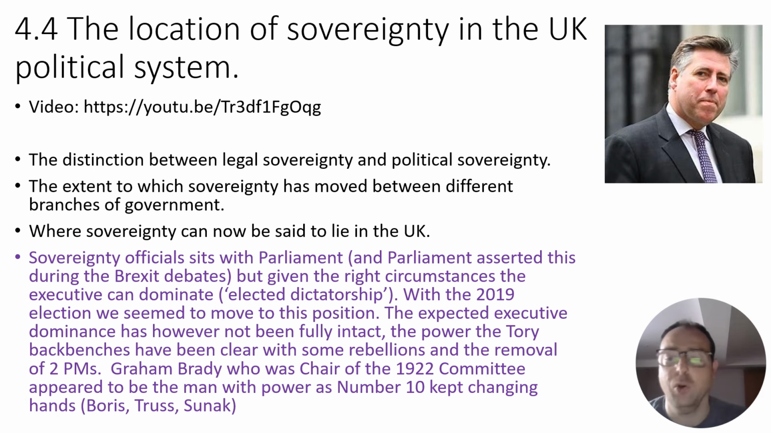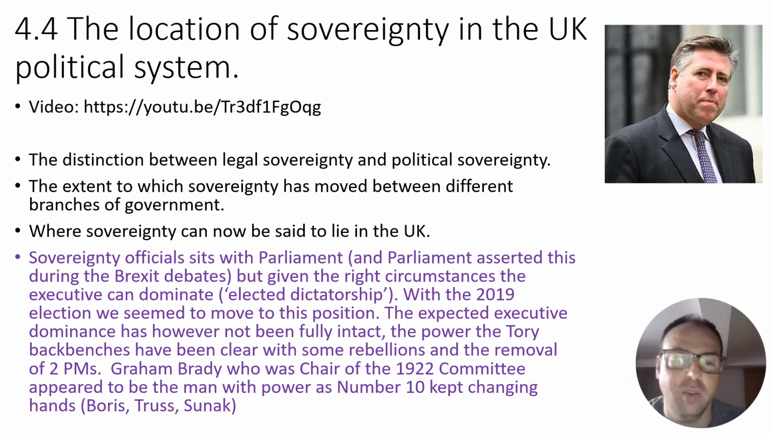So 4.4 links again back to 4.3, and it links also back to some of the stuff I've talked about in terms of constitution. So the location of sovereignty in the UK political system. So the distinction between legal sovereignty and political sovereignty, the extent to which sovereignty is moved between different branches. I mean, the big one on that really is the argument about whether the executive or Parliament hold all the power, and where sovereignty can now be said to lie in the UK. So the position of sovereignty has shifted slightly back towards Parliament with the leaving of the EU.